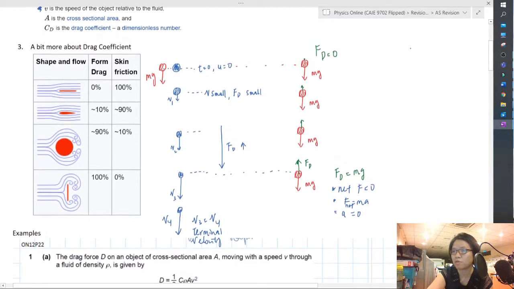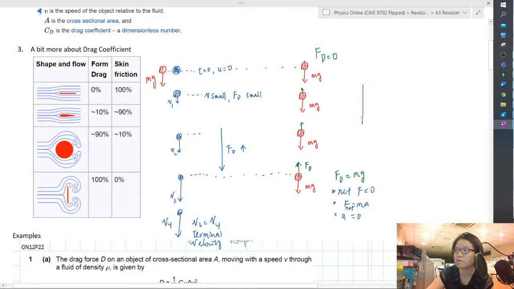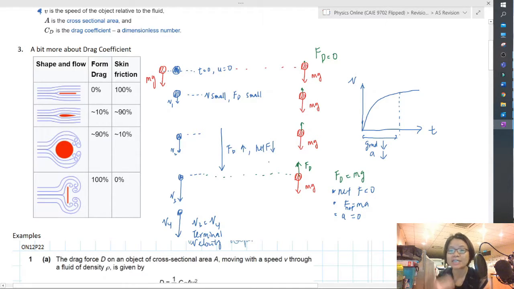So if I plot a graph of V against T, you have done enough past year questions from chapter 3, you will know that the graph looks like this. And then eventually it will flatten out. You can see from here to here that the gradient is decreasing, meaning acceleration is decreasing. The reason why acceleration is decreasing is because as you travel down, Fd increases. If Fd is getting bigger and bigger, the green arrow is getting bigger and bigger, it means that the net force will decrease because it is fighting against gravity. So the net force will decrease.